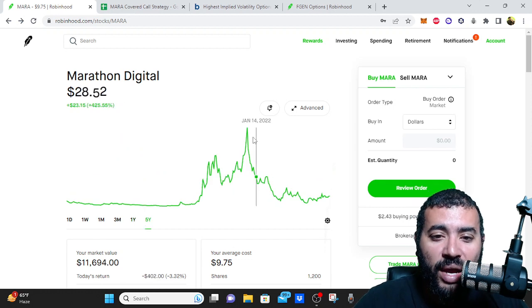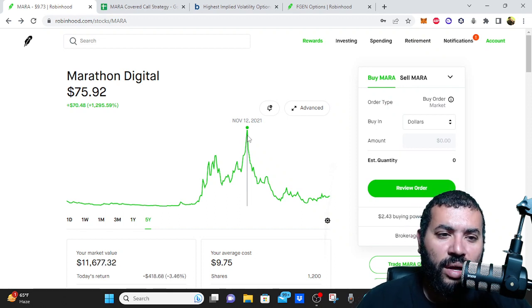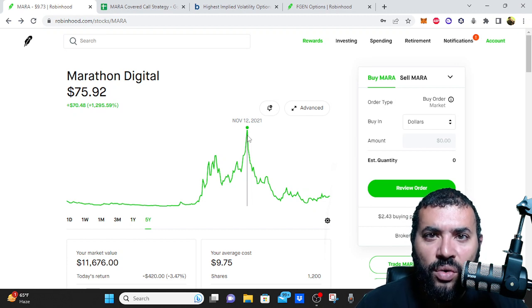And so here's my plan for this particular stock. Marathon peaked at about $80 when Bitcoin peaked, November 10th or so of 2021. I'm going to stop this strategy. If I see Marathon at $40, I'm moving on. I'm moving on to another covered call strategy.